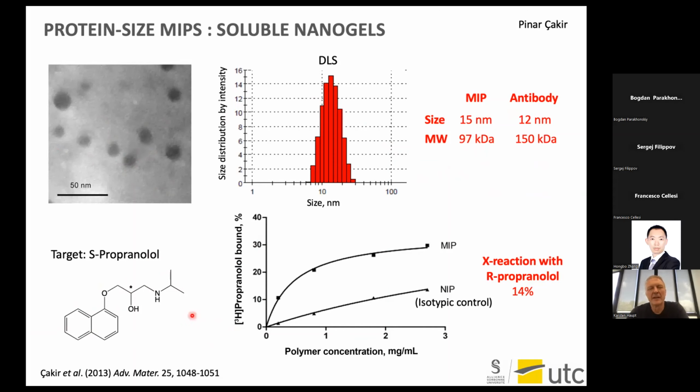It is a drug that is used to treat high blood pressure. And it is a chiral molecule. So we have used the S enantiomer as the template for molecular imprinting.